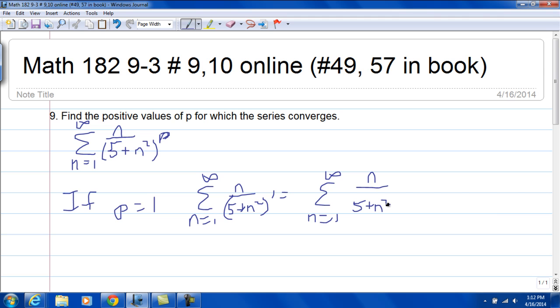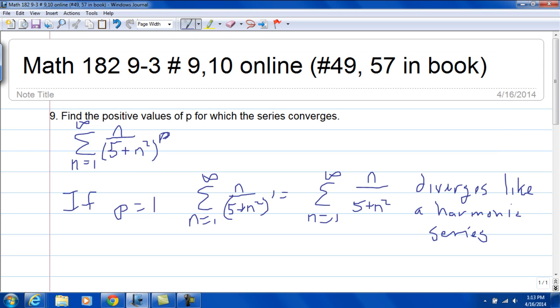And I know that having an n squared is not a problem in the denominator, except we have an n on top, and so essentially as n gets really big, that 5 becomes less and less relevant and it becomes n over n squared, essentially 1 over n, which is our harmonic series. So this diverges like a harmonic series.